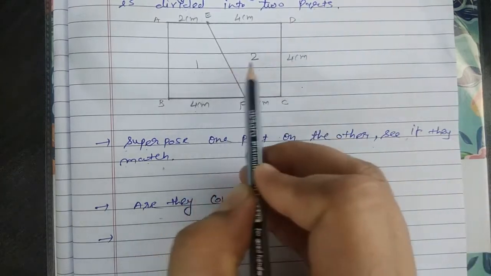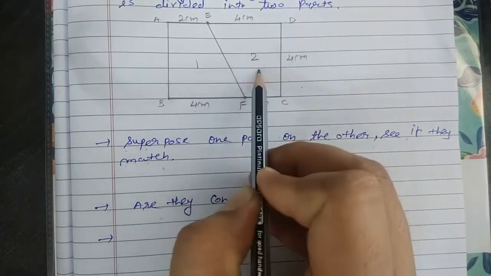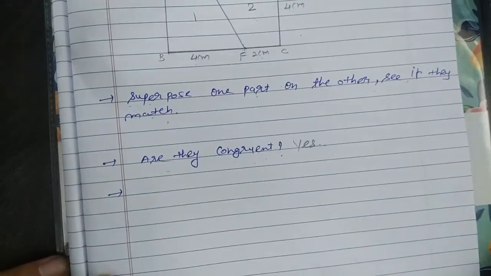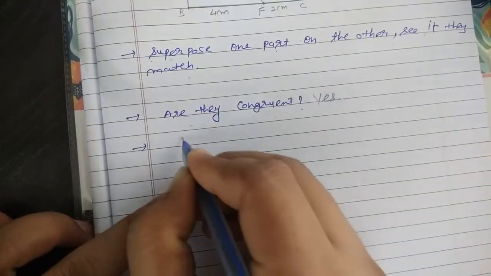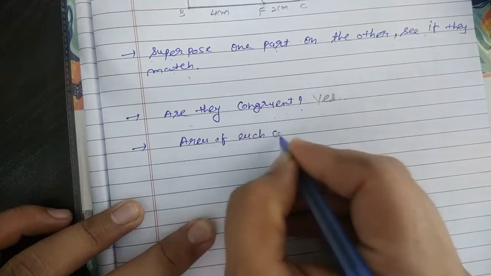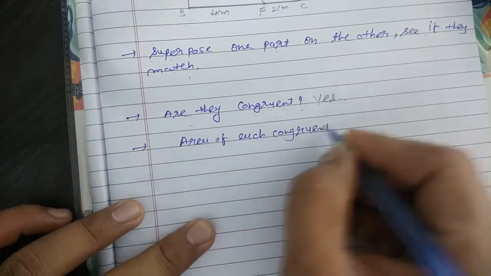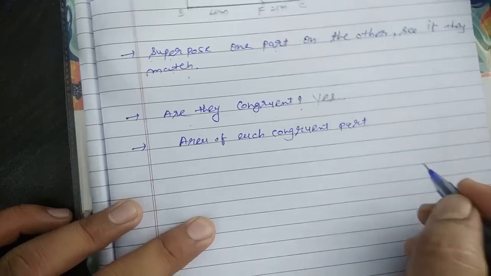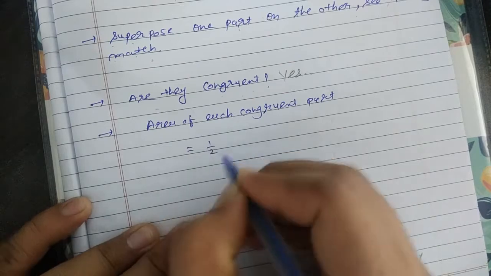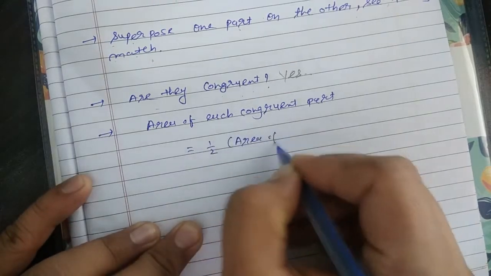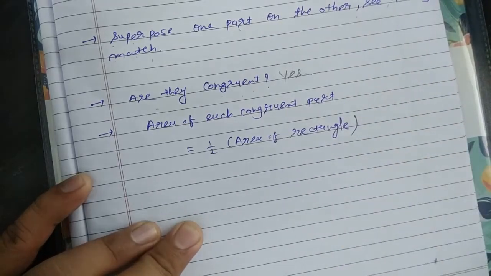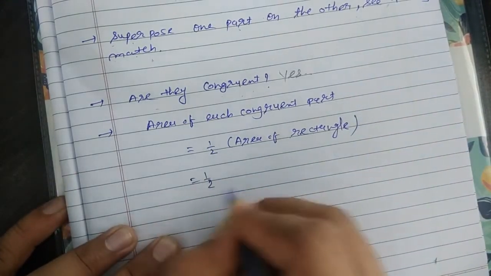So when we add part 1 and part 2, we will get the area of a rectangle. So for one part, what can we write? Area of each congruent part, they are congruent, that's why we will write area of each congruent part is equal to 1/2 area of rectangle.